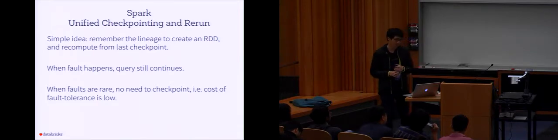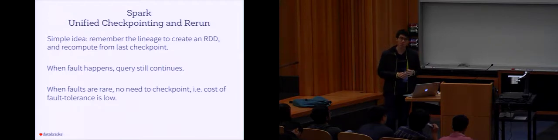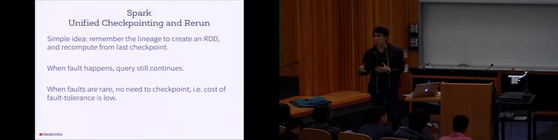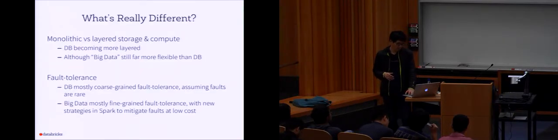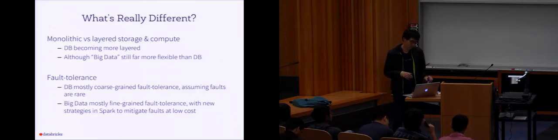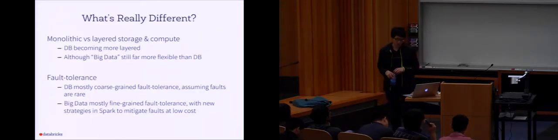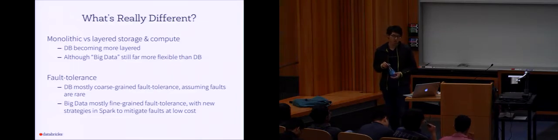So if you're really to identify a nugget in Spark, what's novel, this is probably the most interesting part: how Spark handles fault tolerance, beyond the programmability and performance part of it. And this is a fairly novel part. So just to reiterate again, what's really different?